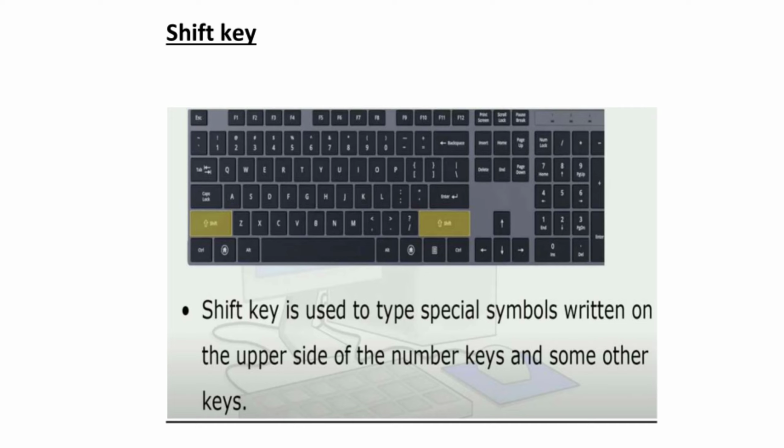First, if you type capital letters, then you must press the shift key first, then the alphabet keys. And second, shift key is used to type special symbols written on the upper side of the number keys and some other keys. If you want to type special symbols, then you can use the shift key. So shift key is also known as combination key. Students, these are some examples of special keys. I hope you are able to understand these special keys.